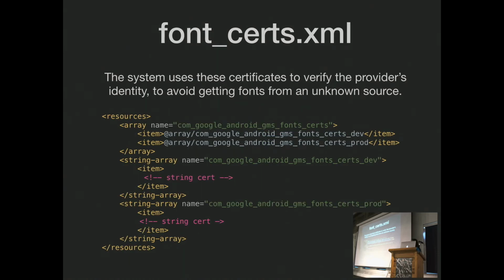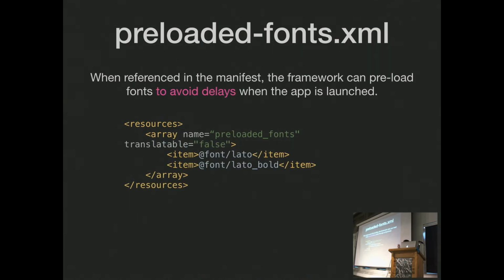The second file that's downloaded is the font_certs.xml, which prevents us from getting fonts from an unknown source, because that would not be fun. And it contains the certificates for prod and dev environments. And the third file that's downloaded is preloaded-fonts.xml. And this essentially lists the fonts for prefetching.